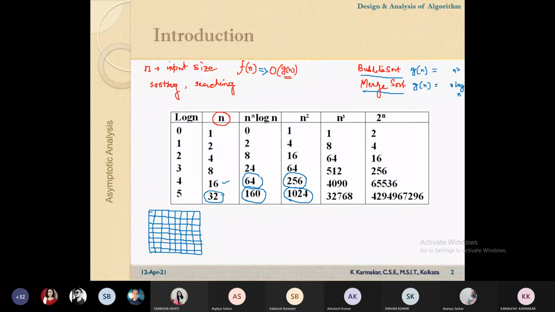Growth of the function means in the first cell, you have to put one grain. On the second cell, it will be twice of the previous cell. And the third cell, it will be twice of the previous cell. And that way. So how many grains are required to fill this chessboard? That amount of grain was demanded by the priest.